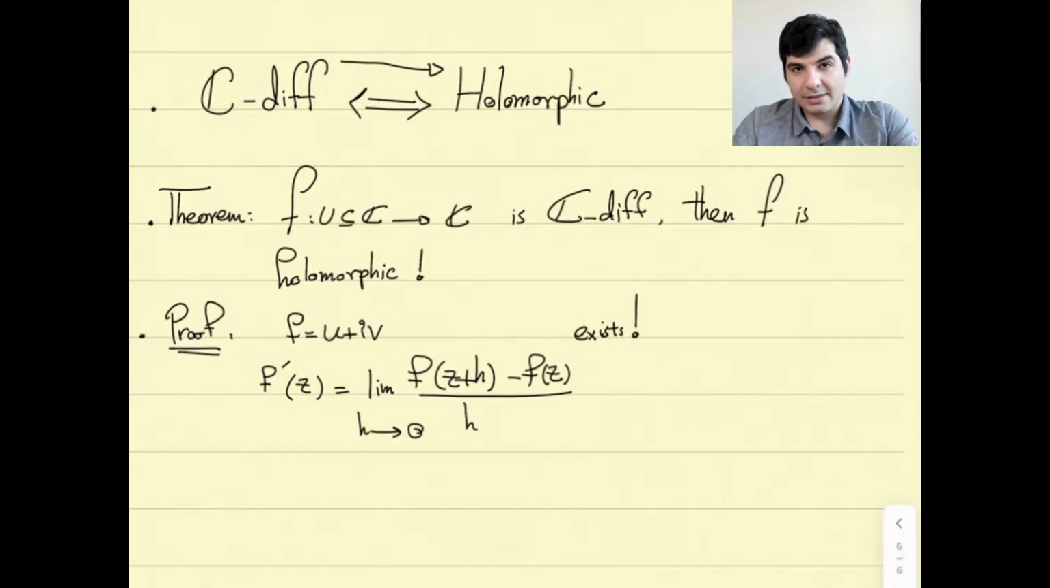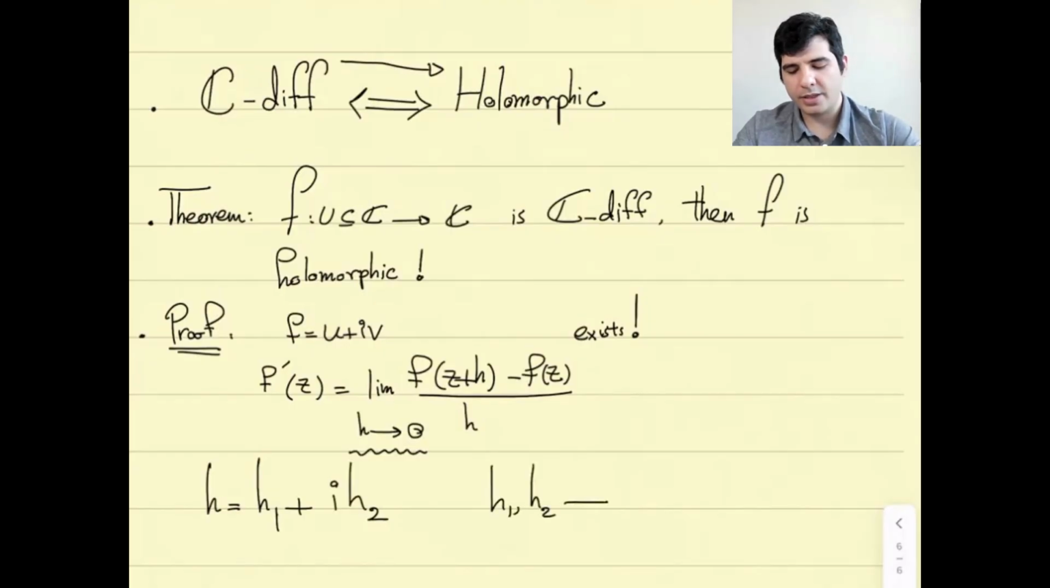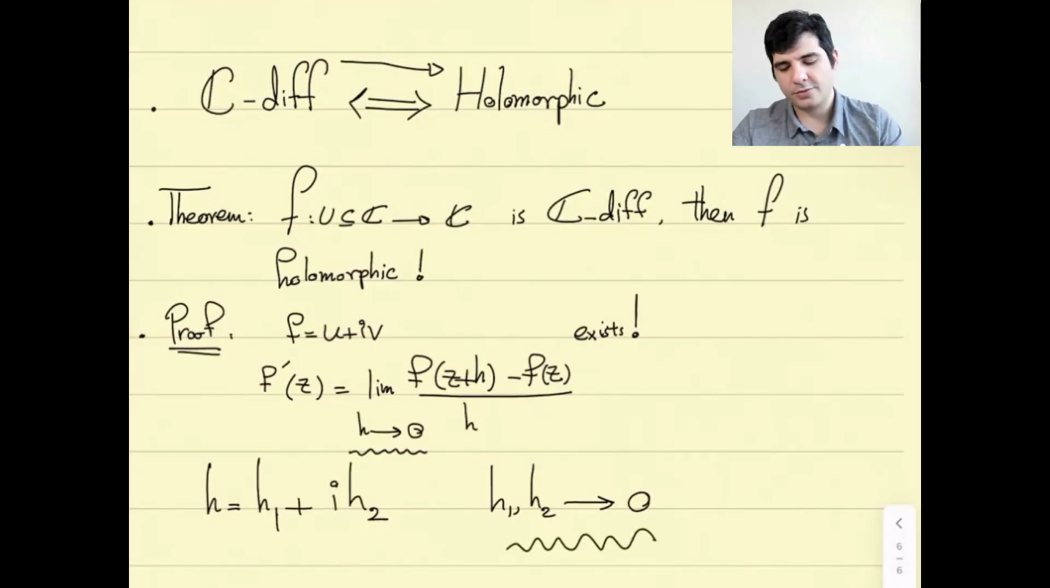So the main point, as we mentioned earlier, is that h can go to 0 along any path in the complex plane, right? h can be any complex variable, and we write it as h1 plus i h2, where h1 and h2 are real numbers. And this complex variable h going to 0 means its real part and its imaginary part also go to 0. So h1 and h2 also go to 0. And no matter how they go to 0, the value of this limit should be the same thing. That's the key thing, right?